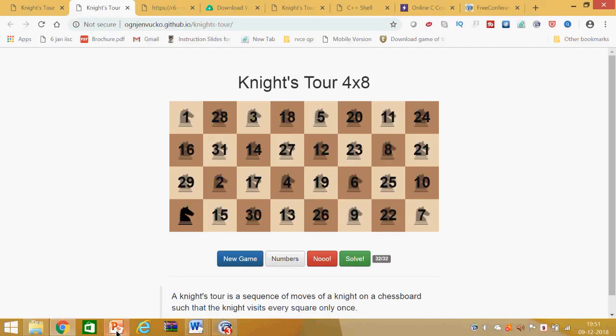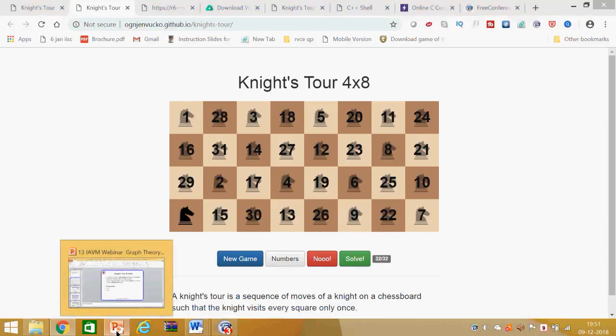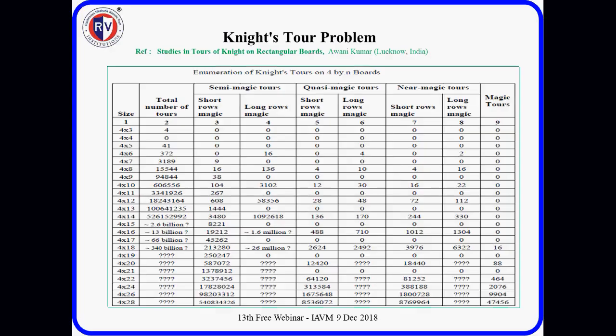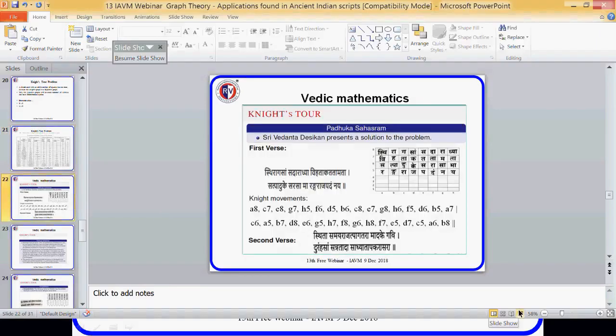Now, clubbing all these together, let us look into what we are interested in. Now we can observe this also, for the knight's tour problem. We have 4x3, 4x4, 4x6, 4x8, and all these things. There are many solutions also available. This table is taken from a paper written by Avani Kumar, Studies in Tours of Knight on Rectangular Boards. Out of these, we are very much interested in 4x8, that is 4 rows and 8 columns, and we are going to explore something here.